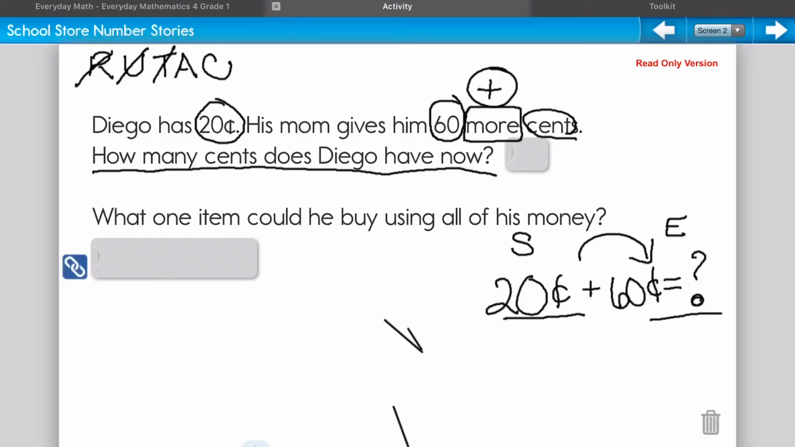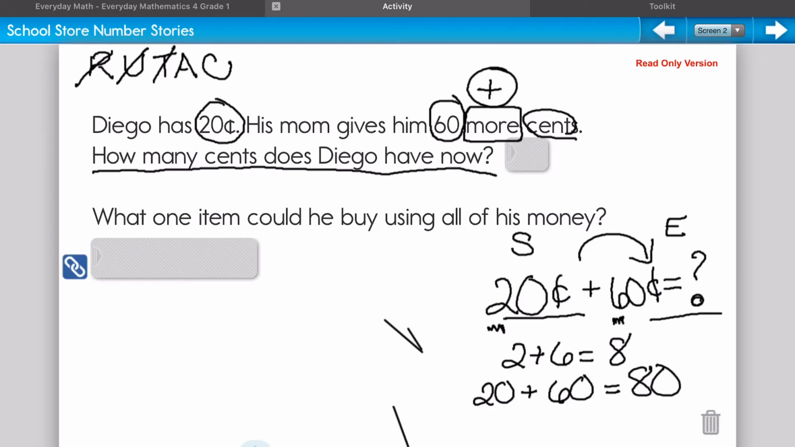To attack the problem, I want to talk about this for a minute. I see 20 and 60, and they both end in 0. Well, I know that 2 plus 6 equals 8. So 20 plus 60 equals 80. I could also use my base 10 model that I used before. That says 2 tens, 10, 20, plus 6 tens, 10, 20, 30, 40, 50, 60. If I add those together, I've got 10, 20, 30, 40, 50, 60, 70, 80. That gets me to 80 as well.